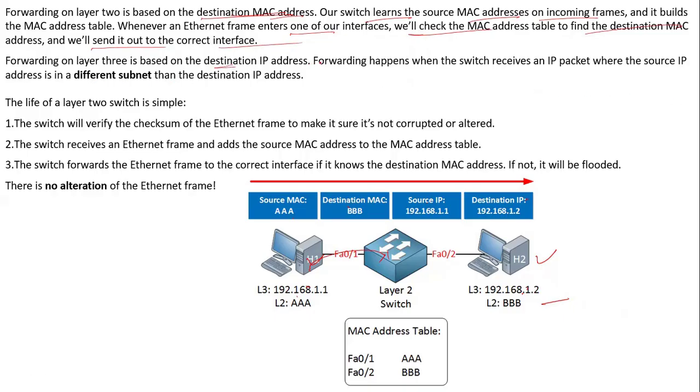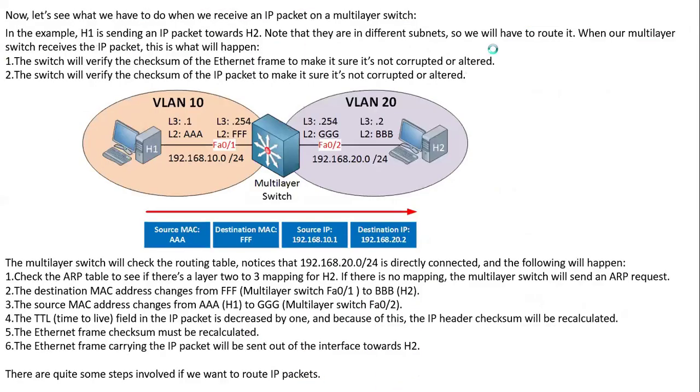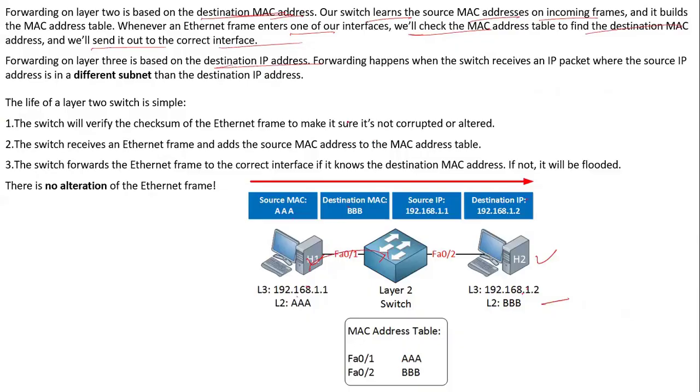Layer 3 जो डिसीजन लेता है वो डेस्टिनेशन IP के यहाँ पे लेता है, which I am going to cover in my next slide. So now come back to the L2. So L2 switch पे what you can do? There are the 3 things simply. First, switch will verify the checksum of the Ethernet frame to make sure it is not corrupted or altered.